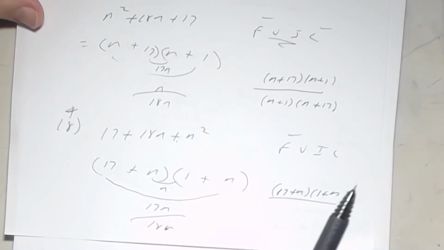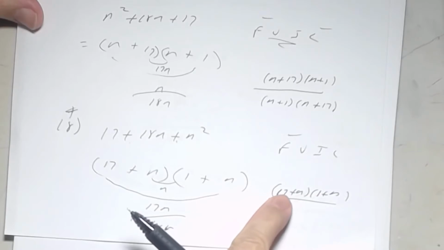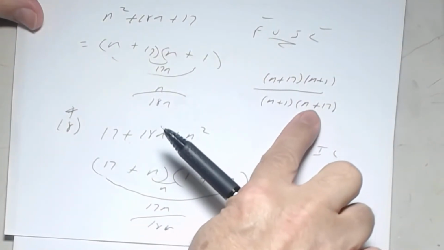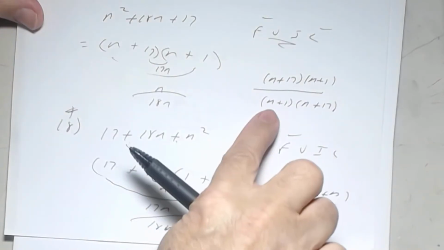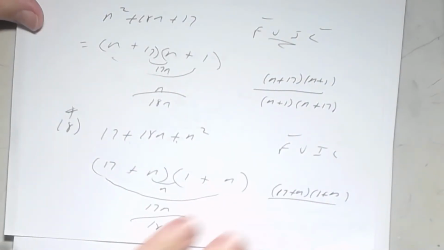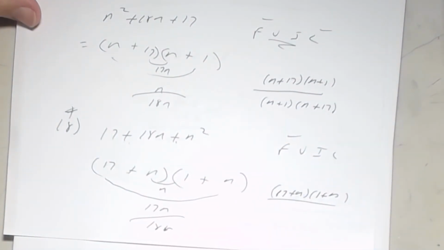Now make sure you understand that that's the same thing, because look, 17 plus n is the same as n plus 17, right? Because addition is commutative as well. 1 plus n is the same as what? n plus 1. All right, so just note that this is the same thing.